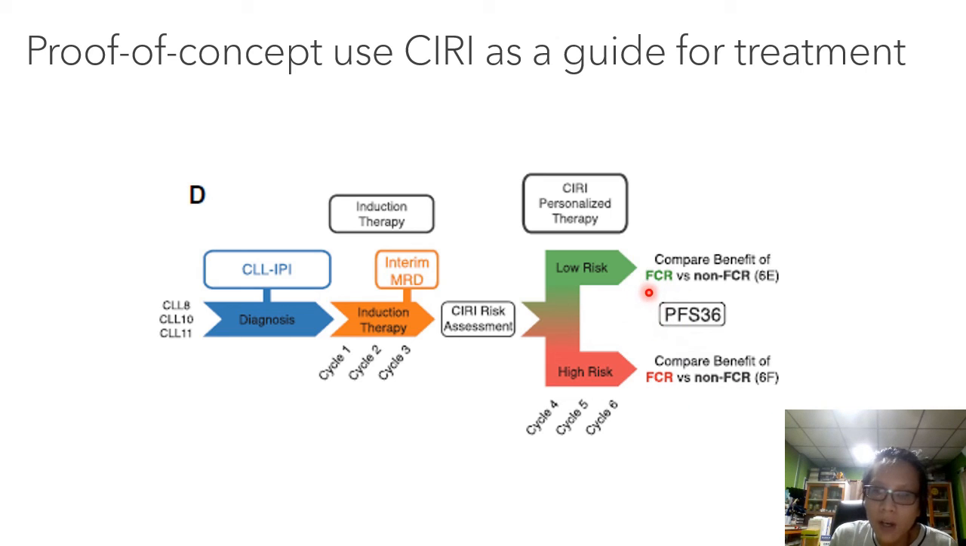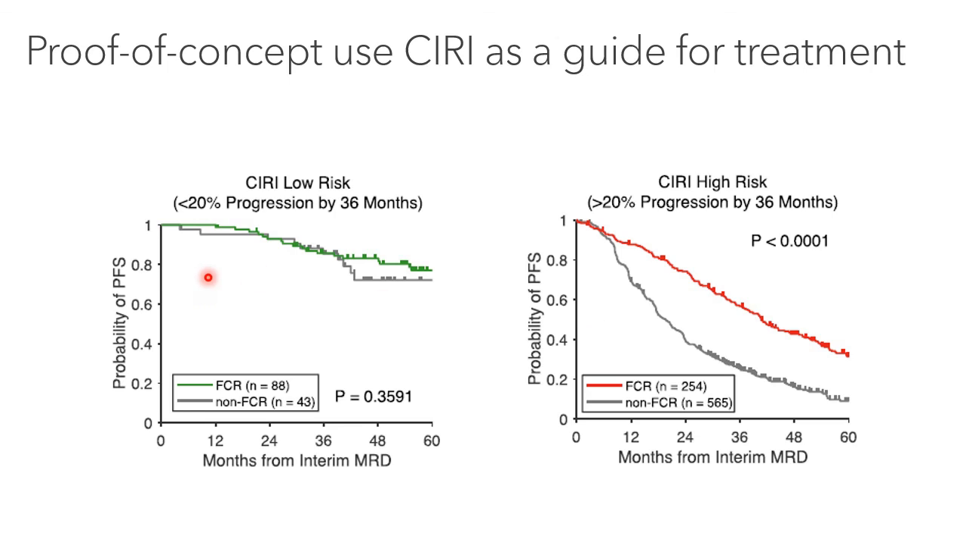FCR is a combination of chemotherapy, FC and R. And then we find that the threshold is 20%. If you have a SILI score higher than 20% of progression by 36 months, or 3 years, doctors prefer to treat with FCR, and the difference between the two Kaplan-Meier curves is statistically significant.